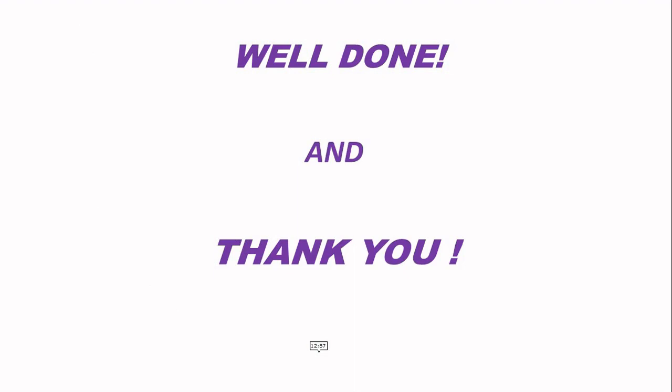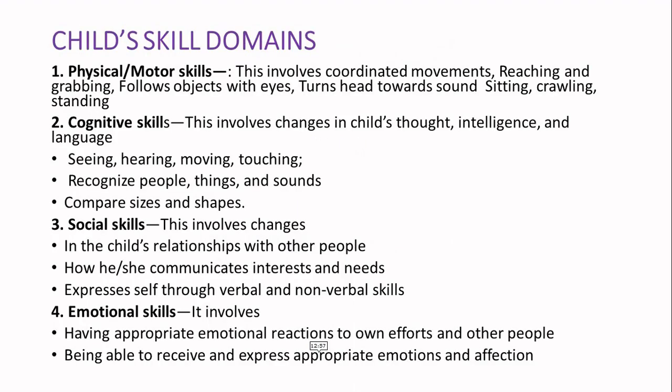3. Social skills. This involves changes in the child's relationships with other people. How he/she communicates interests and needs. Expresses self through verbal and nonverbal skills. 4. Emotional skills. It involves having appropriate emotional reactions to own efforts and other people. Being able to receive and express appropriate emotions and affection.